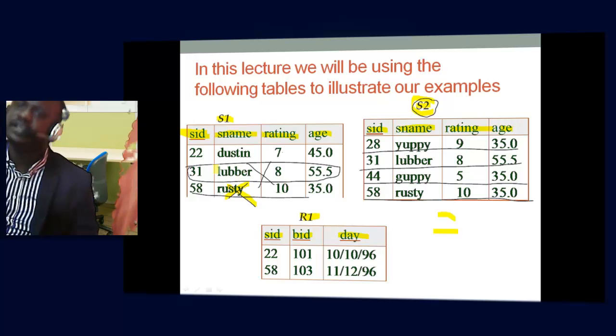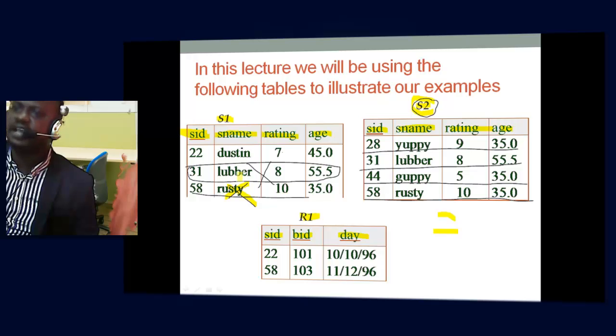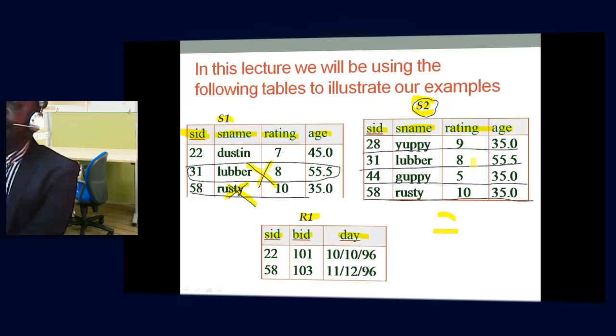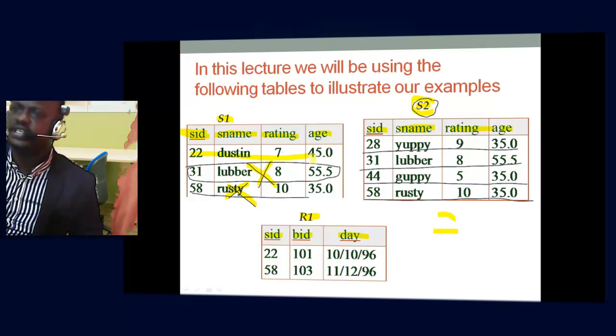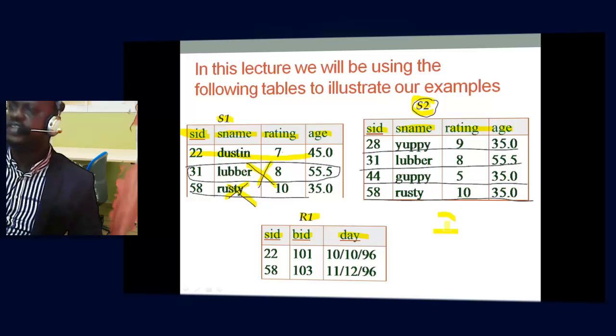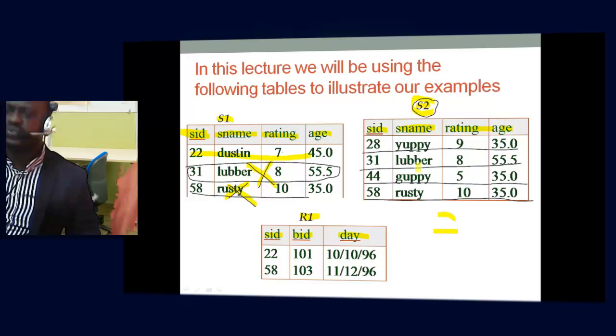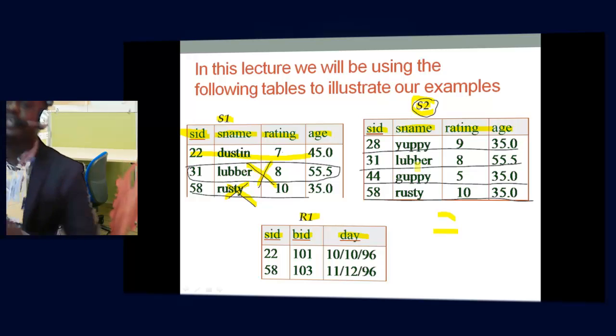In the same way, you move to 31 Laba 855. This one too, you don't need to repeat it again because it is already in the S2 relation. But the 22 is not there. Therefore, you need to add this 22 here to the S2 table to get the total S1 union S2. So that is how it's supposed to be.